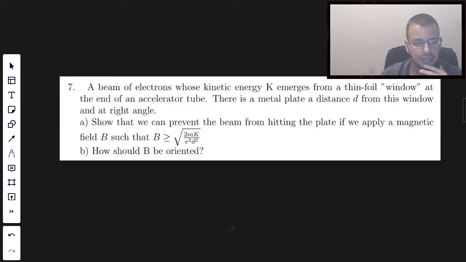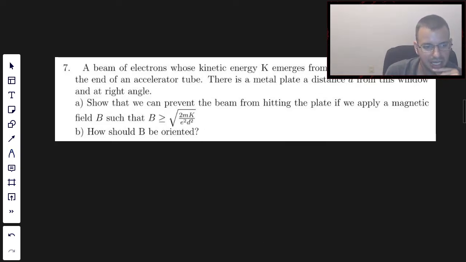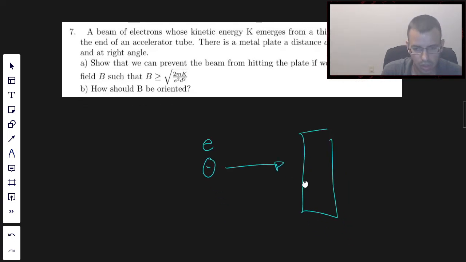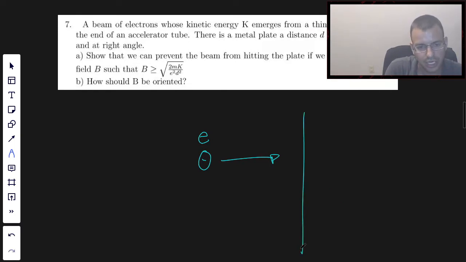A beam of electrons, whose kinetic energy is K, emerges from a thin foil window at the end of an accelerator tube. There is a metal plate a distance d from this window at a right angle. So what it's basically saying is we have an electron that travels this distance. There's a window or a wall right here.